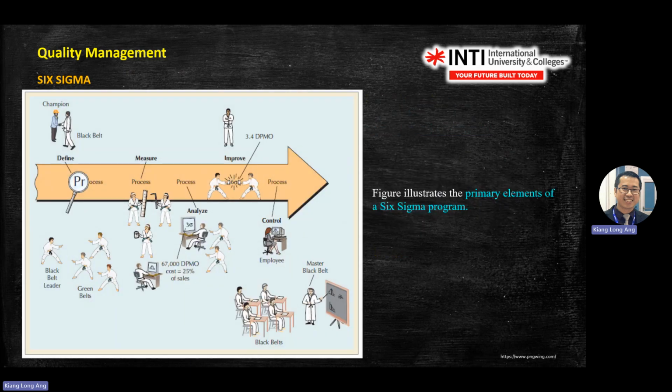Okay, so Six Sigma is actually in the textbook. It's like training in karate or taekwondo. So the process is over here, going from left to right. You define, you measure, you analyze, you improve, then you control. So you define the process, then you measure the process, you analyze the process, then you control the process.